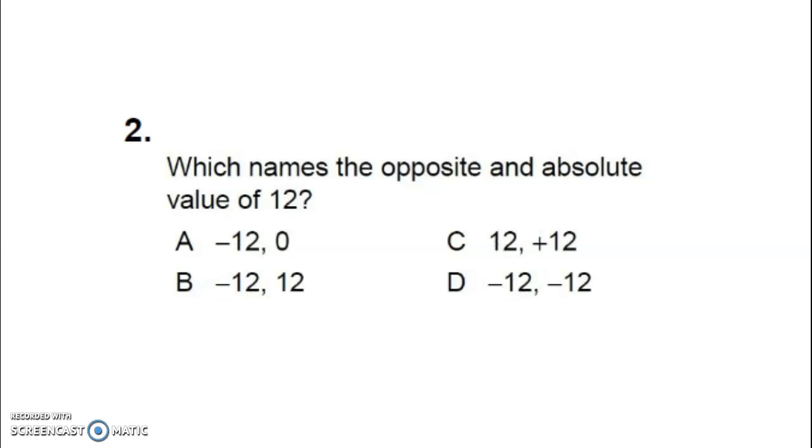Number 2. Which names the opposite and absolute value of 12? A. -12, 0. B. -12, 12. C. 12, +12. D. -12, -12.